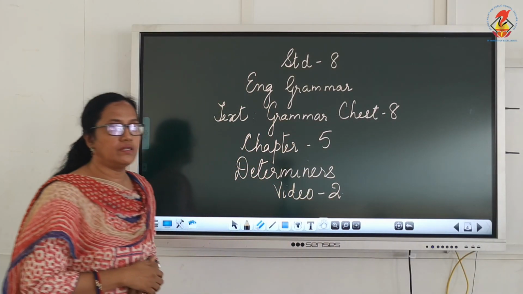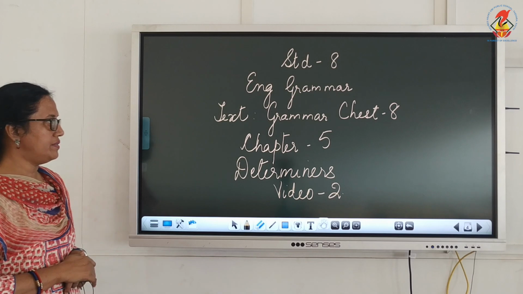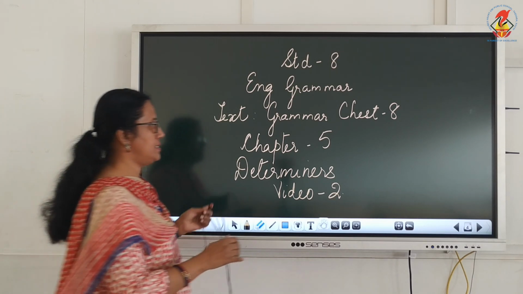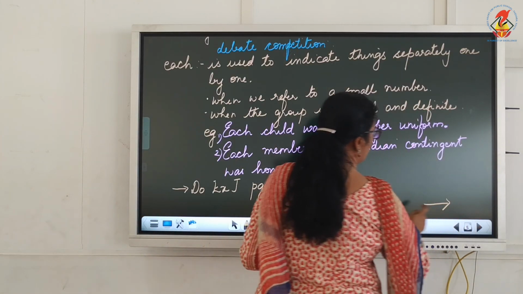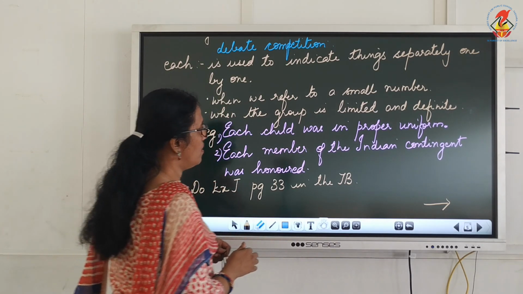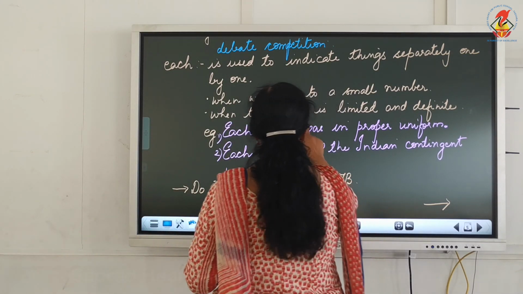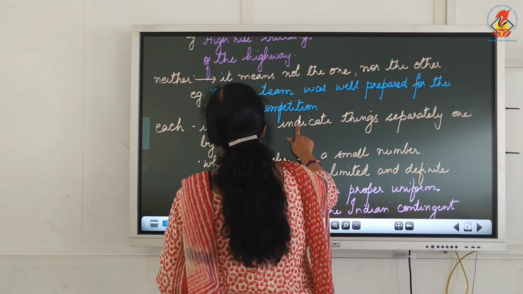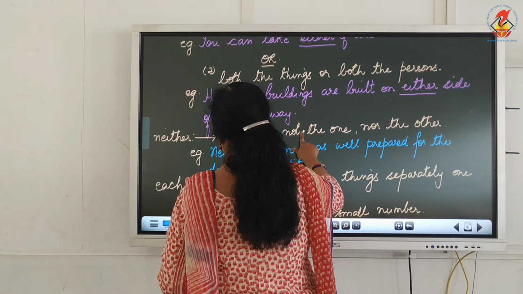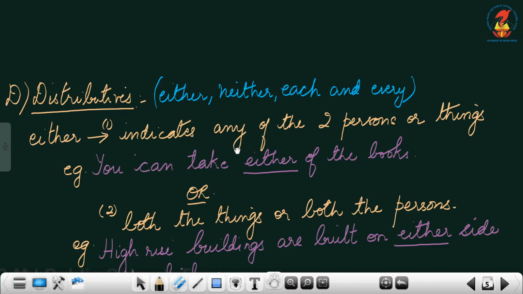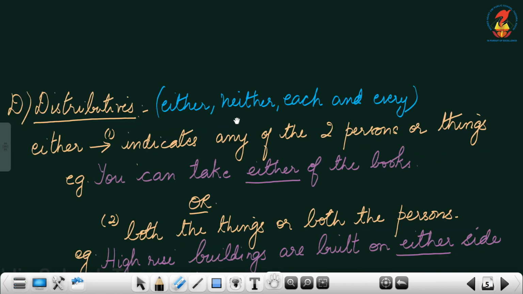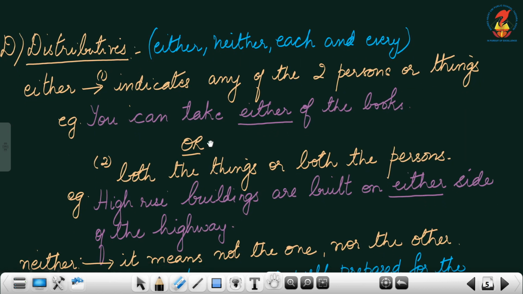Okay, dear children, now we are moving on to the second video of the determiners lesson. In the first video, we had covered the first three determiners. We had done articles, we had done demonstratives, and we have done possessives.